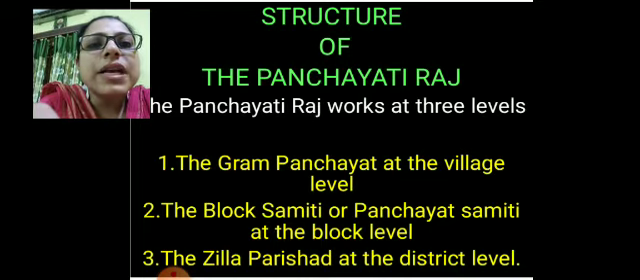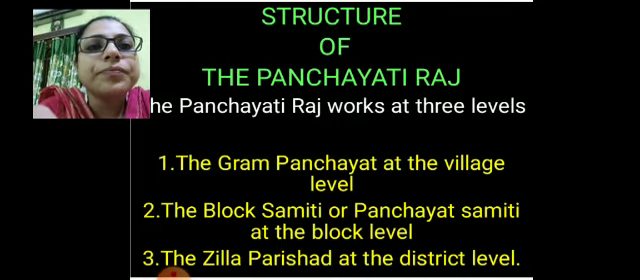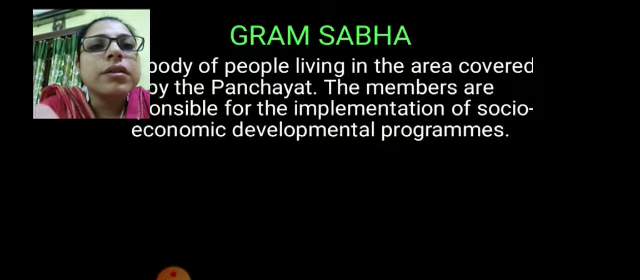The structure of Panchayati Raj is a very distinct one. As you can see, it works at three different levels: the Gram Panchayat at the village level, the Block Samiti or the Panchayat Samiti at the block level, and the Zila Parishad at the district level. The first body here is the Gram Sabha. It is a body of people living in the area covered by the panchayat. The members are responsible for implementation of socio-economic developmental programs at the village level.